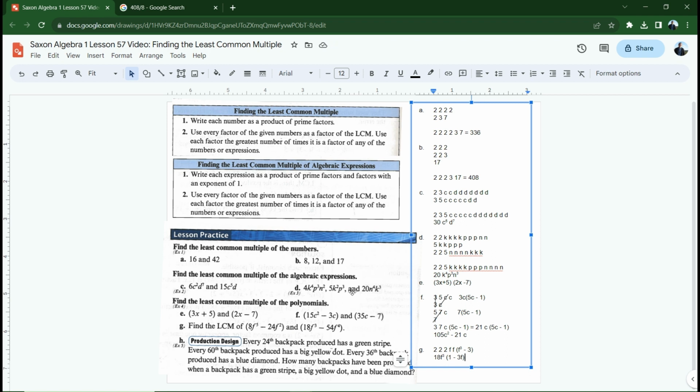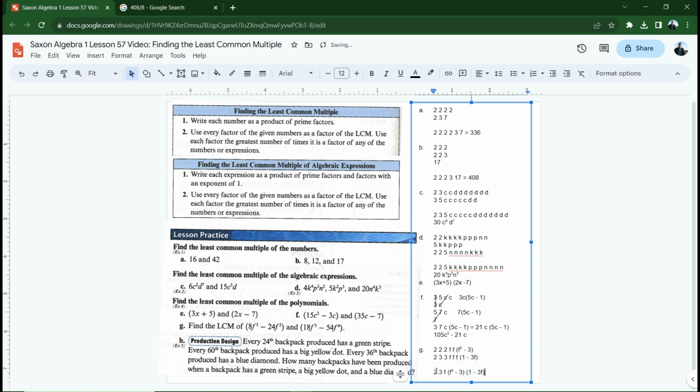By the way, 18, if I break that down, becomes 2 times 3 times 3. F cubed becomes f times f times f. Then I have 1 minus 3f. Okay, so what are my factors? Well, I have a 2, I have a 3, I have an f, I have an f cubed minus 3. I'm just going to copy and paste that. And I have a 1 minus 3f. Those are all my factors.